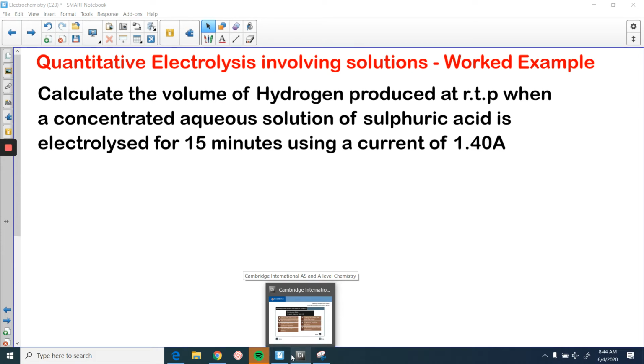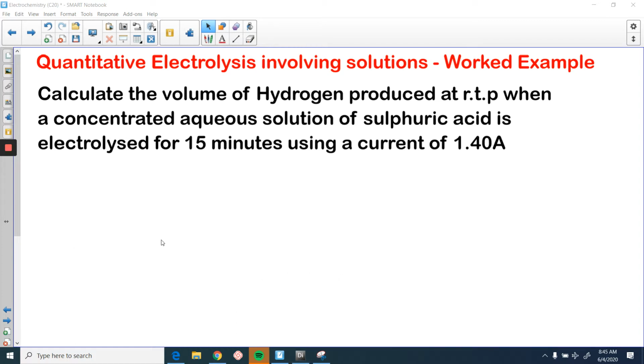Example of quantitative electrolysis that involves solutions. In the 3 questions I gave you, the first one, which was question 5, involved calculating mass. I'm not going to go through that question because it's so similar to the Khan Academy example that you were given, and I don't think anyone had a problem with it.